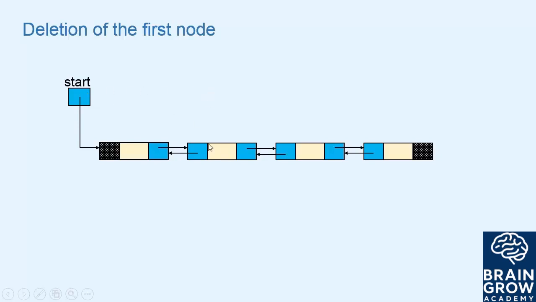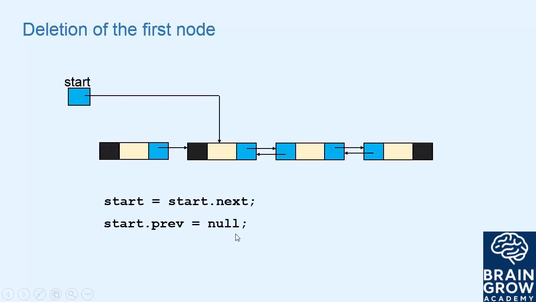So start should refer to this node. So we write start equal to start next. Now this node has become the first node of the list. So its previous part should be null. So we write start previous is equal to null. And now this node has been removed from this list.